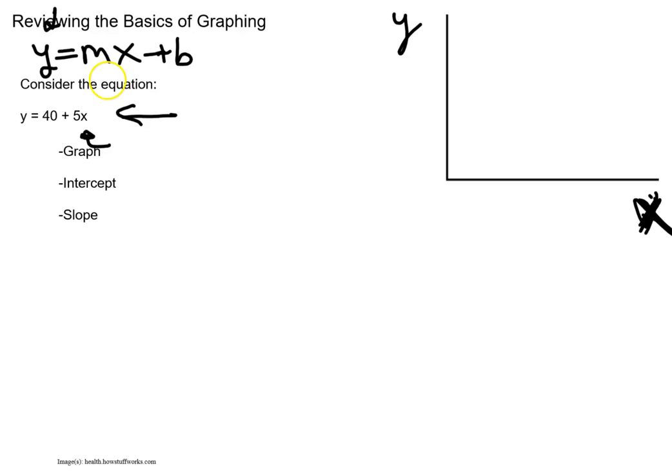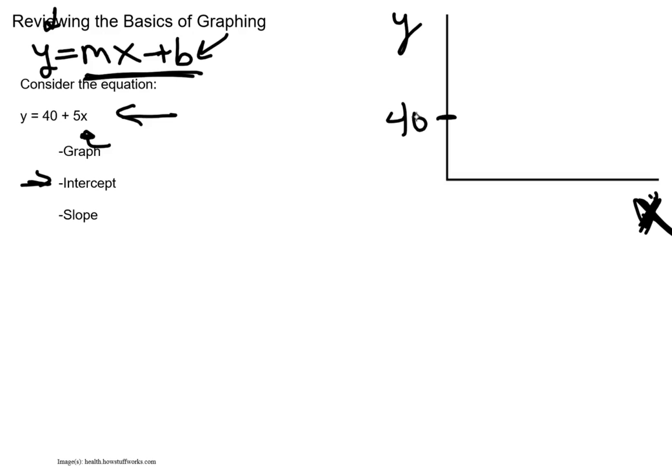So in this classic y equals mx plus b format, we have two parameters: a b and an m. That b, if you recall, represents the intercept. Specifically, it's the vertical intercept. So the vertical intercept in this equation is the constant term. It looks like from the numbers, that's the number 40. So again, I'm measuring y vertically. Let's put a little dash there and mark that as 40.